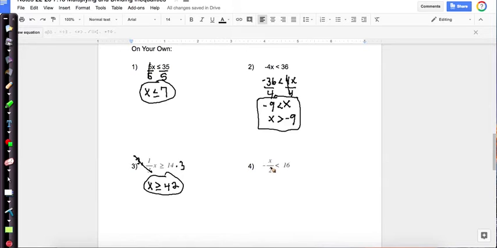Okay, negative x divided by 2 is less than 16. Now I have a negative variable, so I'm going to switch spots. This 16 is going to come over here and become negative. This is going to come over here and become positive. The opposite of division is multiplication. So we're going to multiply both sides by 2. 1 in disguise on this side, and 2 times negative 16 is negative 32 is less than x. Or read it from the letter, x is greater than negative 32.